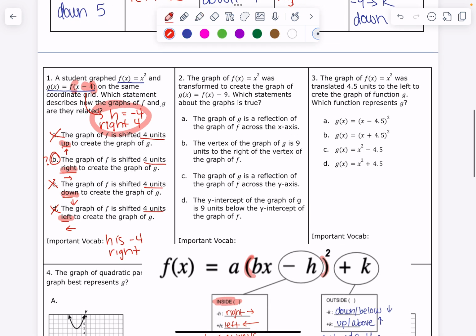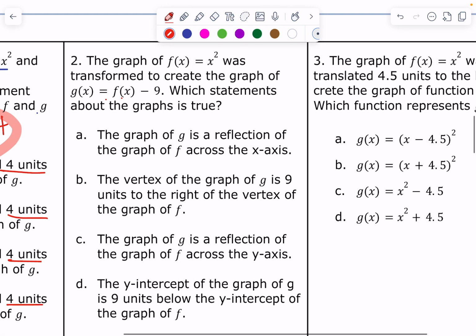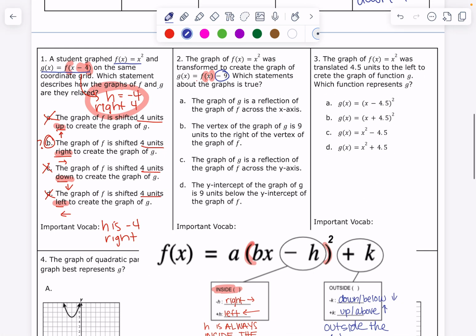So on the next one, it says, the graph of f(x) = x squared was transformed to create the graph of g(x) = f(x) minus 9. Which statement about the graph is true? So if I look here, I see my parentheses, but this negative 9 is on the outside. If it's on the outside, that means it has to be k. So k equals negative 9. If k is negative 9, we are going to go down, okay? Down 9. So if I look at reflected across x-axis, that does not have the word down in it, so I'm going to delete it.